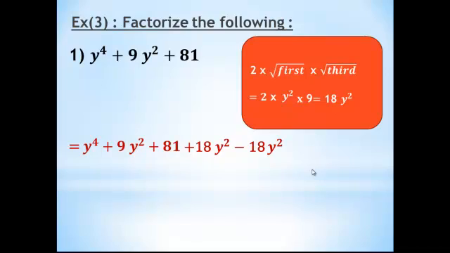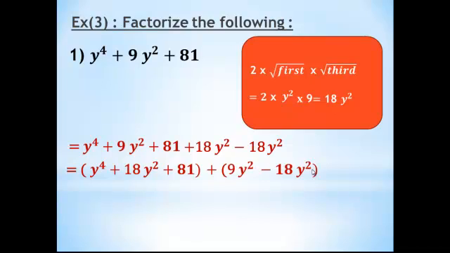Now you have 5 terms, so we will complete it like the lesson of factorizing by grouping. The first group will be the perfect square trinomial y power 4 plus 18y power 2 plus 81, and the remaining part will be in the second group, 9y power 2 minus 18y power 2. Again, you will take y power 4 and 81 and the term which we added, 18y power 2, and the remaining part will be in the other group. 9y power 2 minus 18y power 2 equals negative 9y power 2.